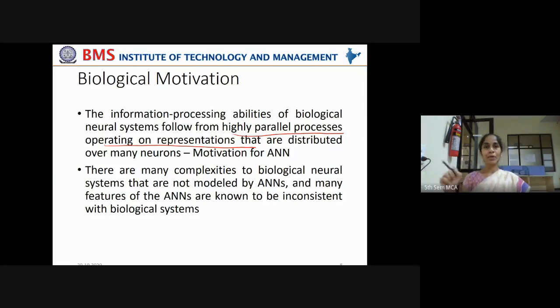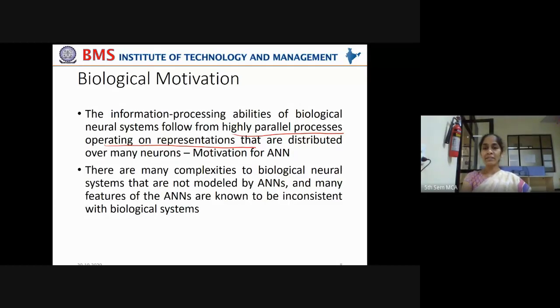It is not a serial processing of the information. It is parallel processing of the information, simultaneous processing of the information, processing of multiple information at the same time. That is the motivation for artificial neural networks.